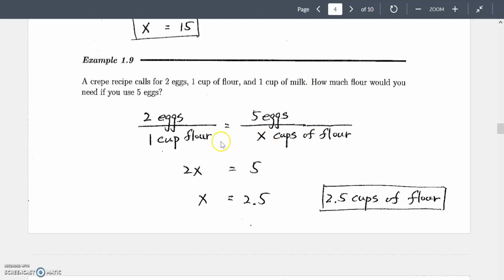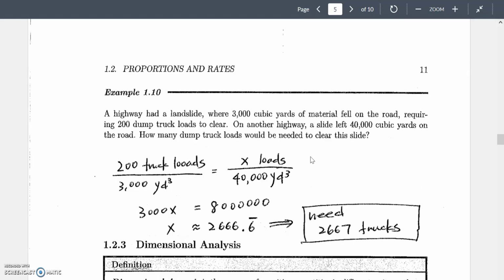The way we set it up is, if you put the eggs on the top, in the numerator of the fraction, you have to make sure the other side matches. So eggs to eggs, flour to flour. Once you do that, you can do what we did in the example before. We cross multiply and solve for x, then x will be 2.5 cups of flour.